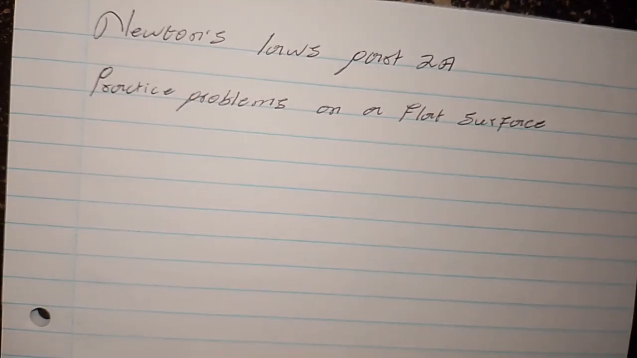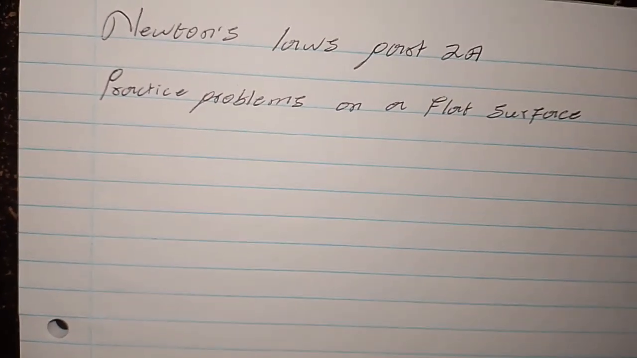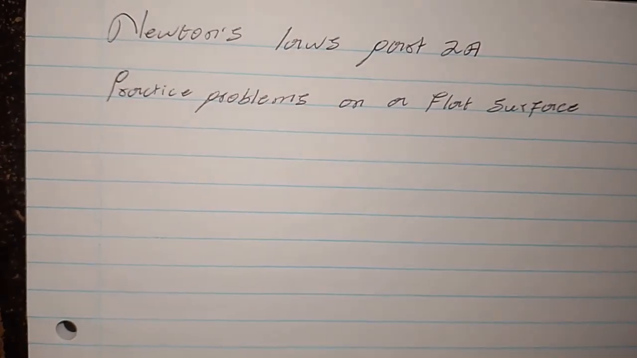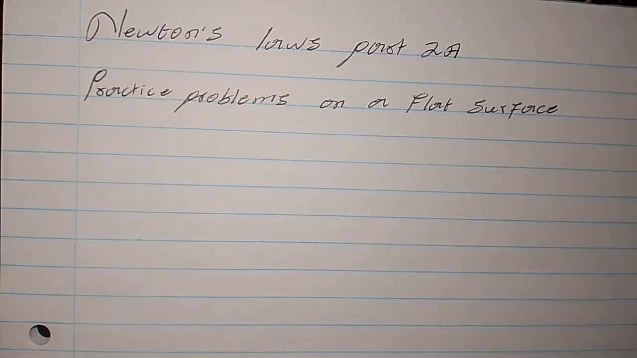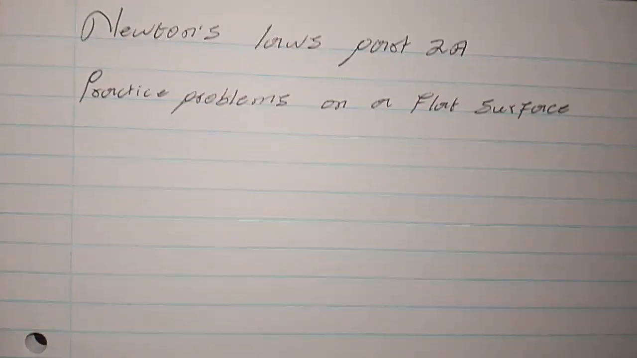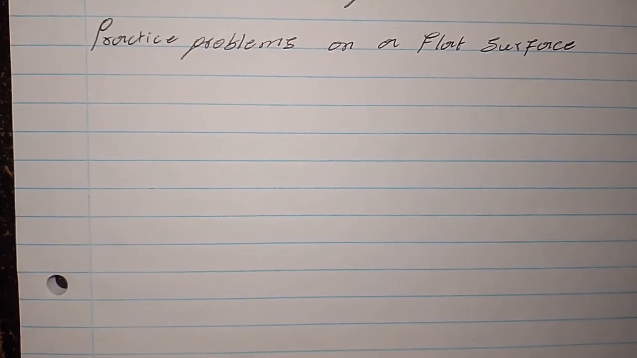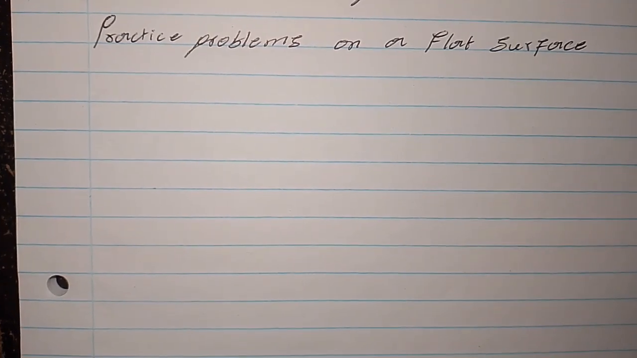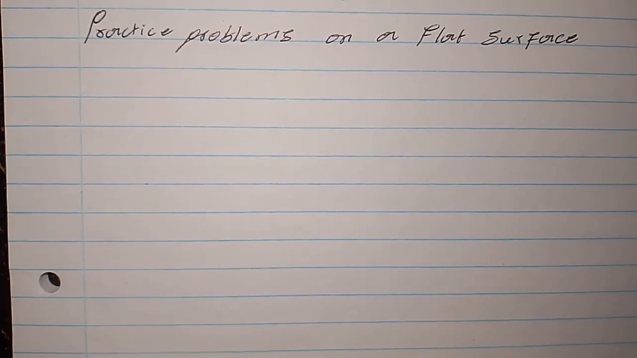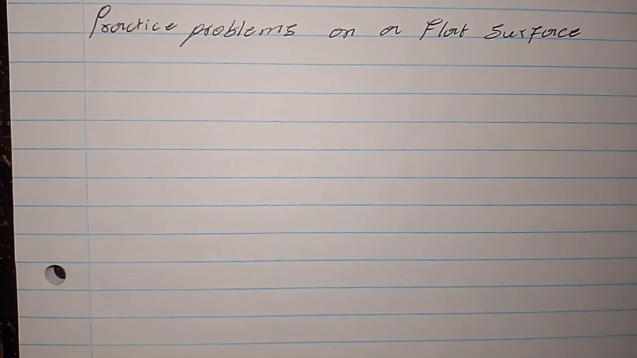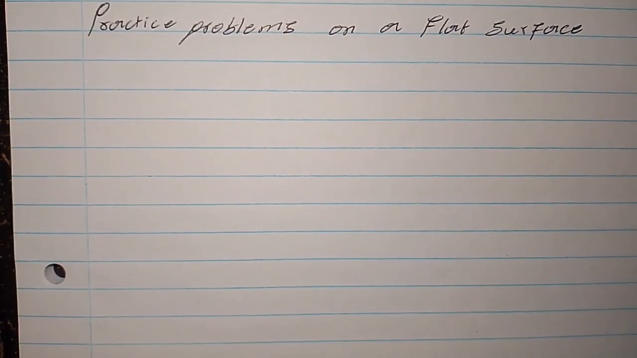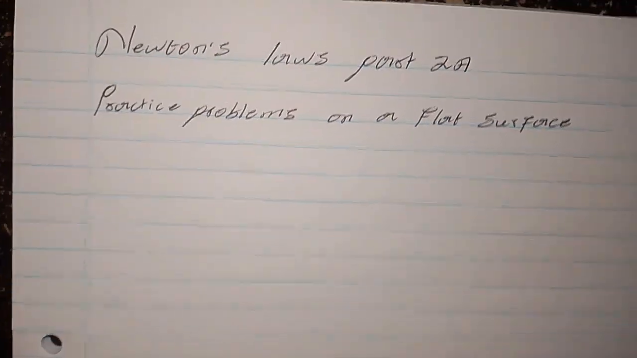We'll be looking at practice problems on a flat surface. So we'll be starting with number 1, where we are given a 6 kg block which is pulled to the right on a horizontal surface by a force of 20 Newton. The box experiences a constant frictional force of 3 Newton during its motion.